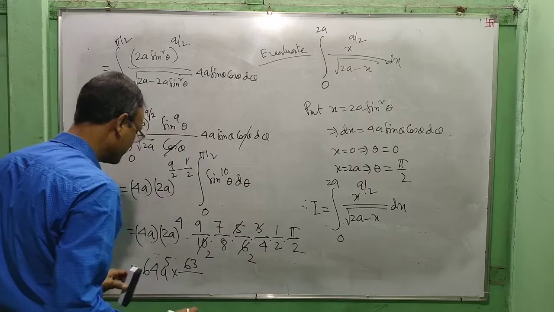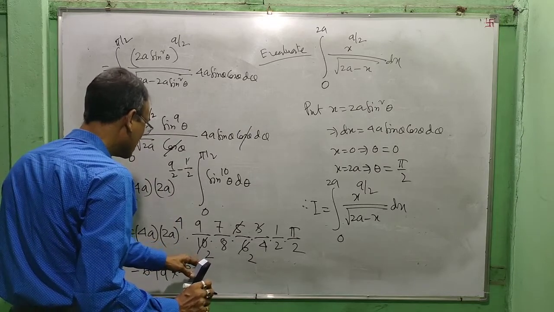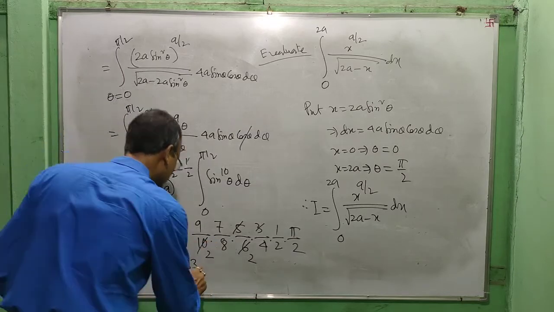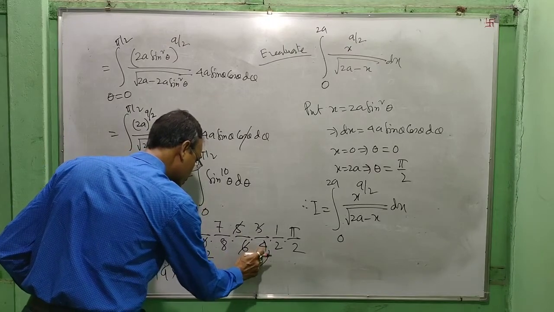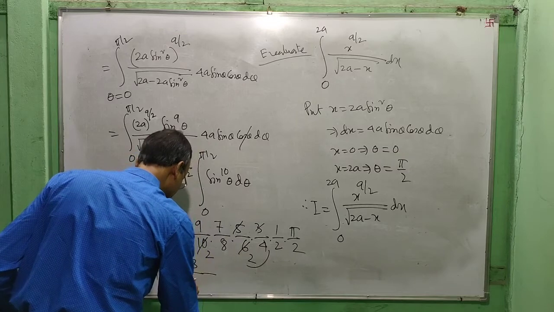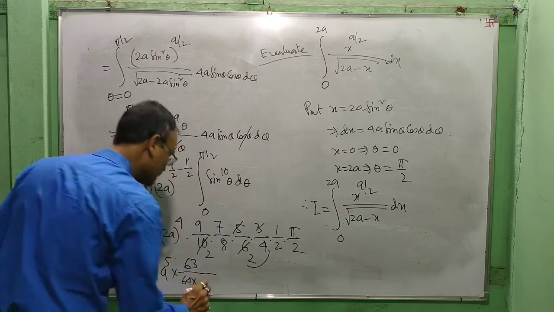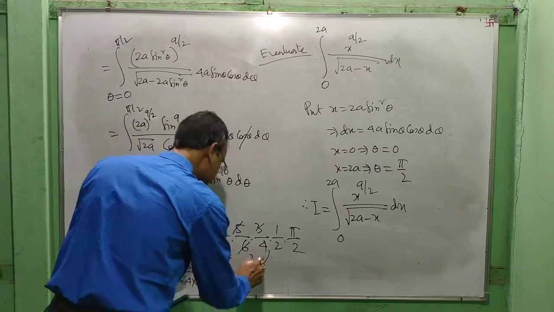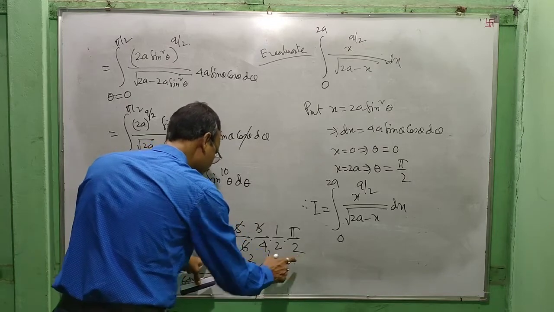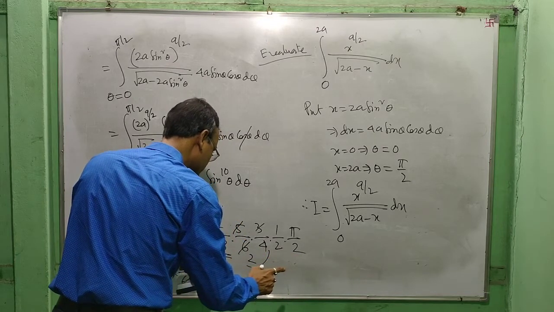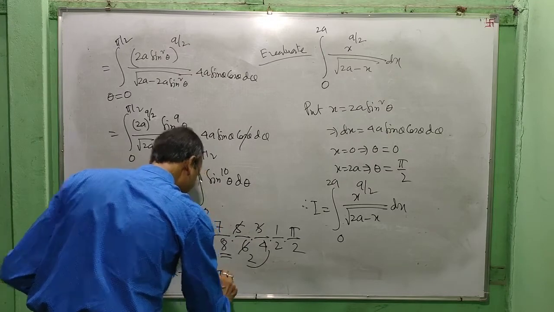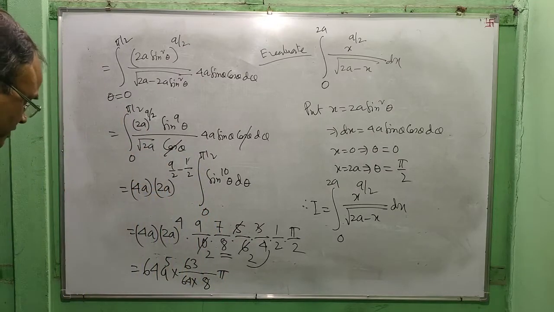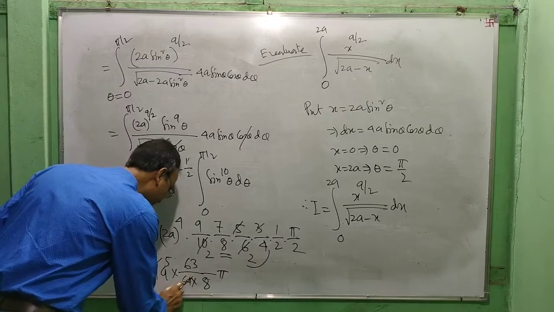63 divided by 2, 8, you may write here 2, 8 into 8, 64 into 8 into 8, 64, 2 into 2 into 2, 8 into pi. This 64 will be cancelled.